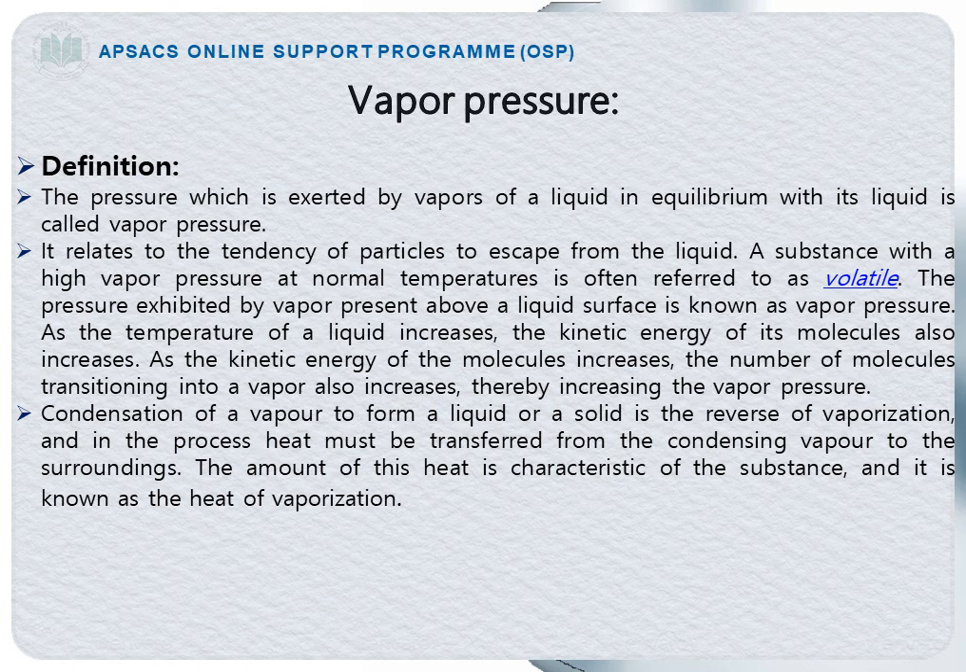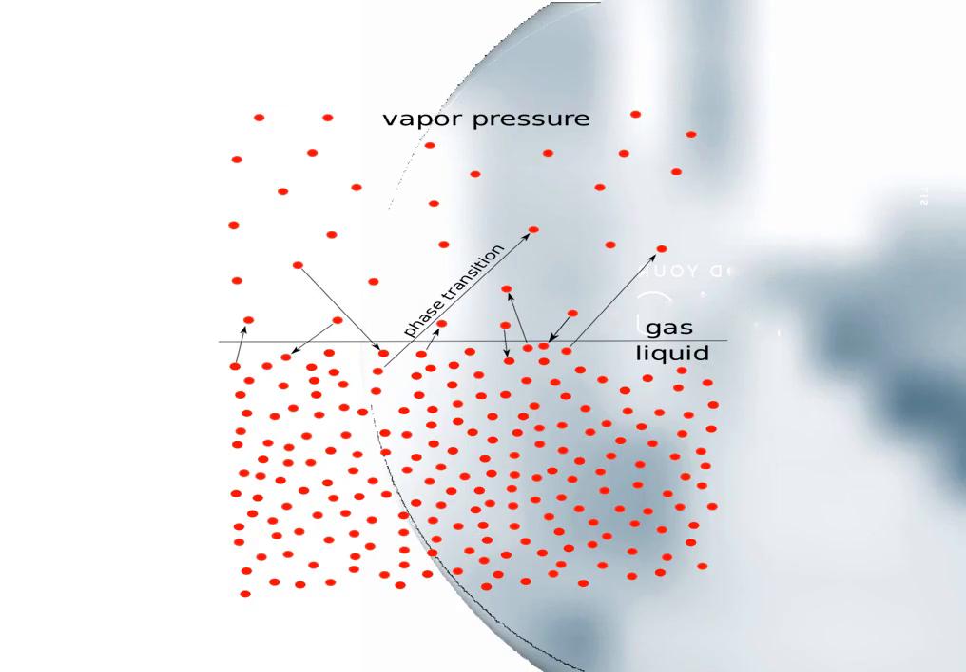Condensation of a vapor to form a liquid or a solid is the reverse of vaporization, and in the process heat must be transferred from the condensing vapor to the surroundings. The amount of this heat is characteristic of the substance and it is known as heat of vaporization. In simple words, you can say that the amount of heat which is released when the vapors condense is called heat of vaporization. Look at the picture.